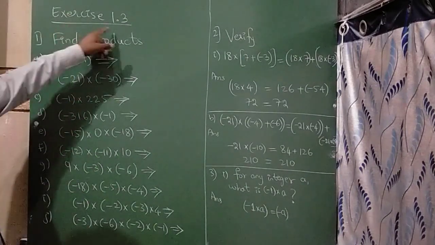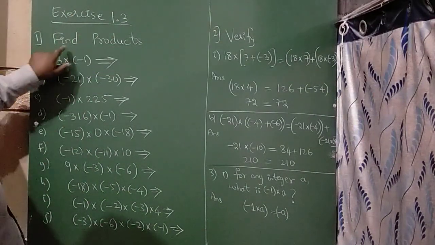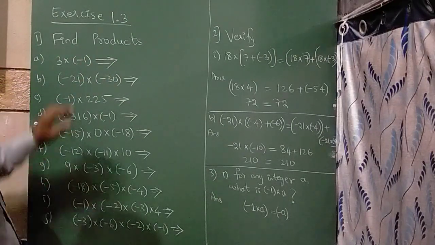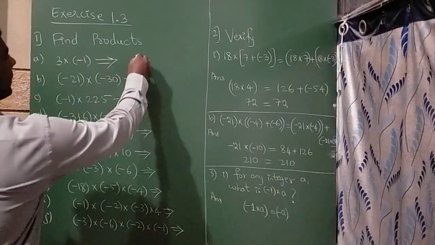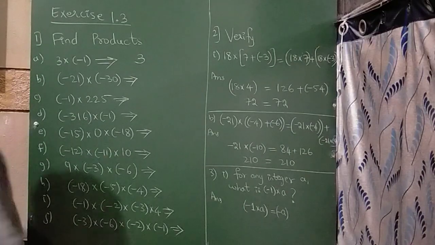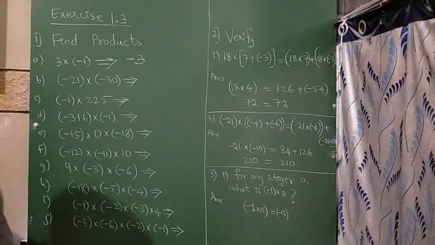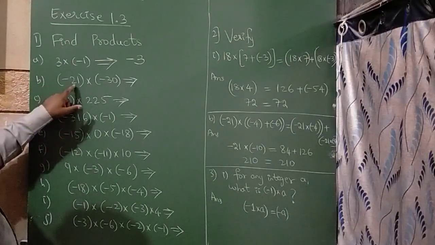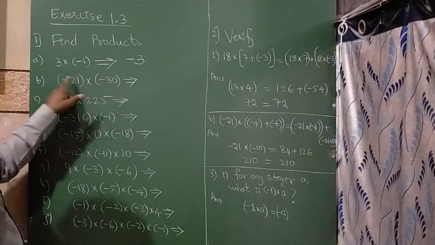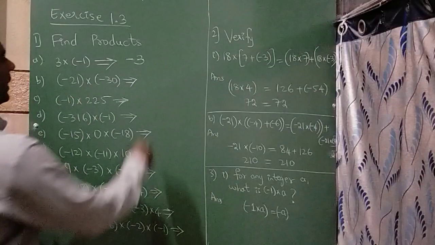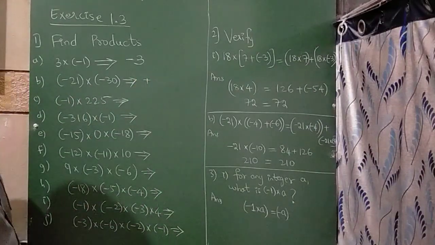So exercise 1.3. The first question is find the products. Fine. Now 3 ones are 3. Since there is a minus sign here, minus. Okay. So B is 21 into 3. First let me write the minus into minus. The answer will be in the plus.